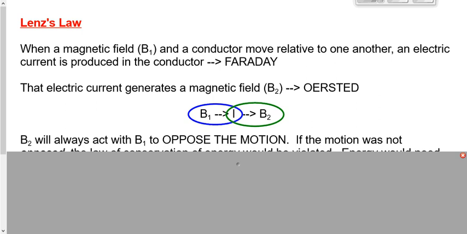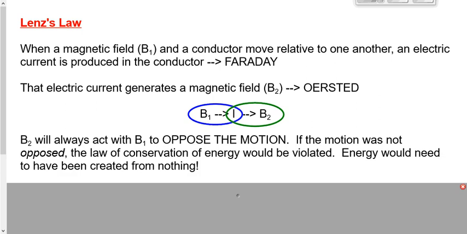That would violate the law of conservation of energy, because you'd end up getting more kinetic energy at the bottom than you had potential energy at the top. And that can't happen. So if there's going to be a force between the two magnetic fields, B1, the one I started with, and B2, the one generated by the electric current, it must be a force that opposes the motion so as to not violate the law of conservation of energy. Got it? Zach?